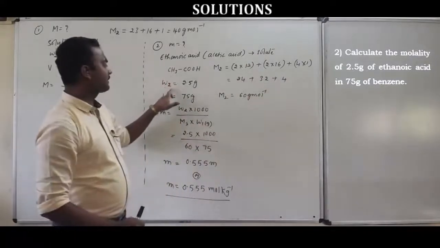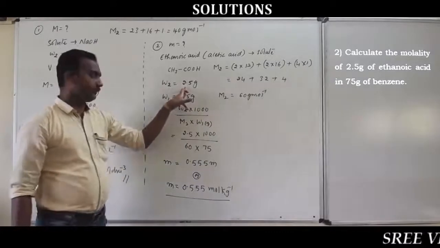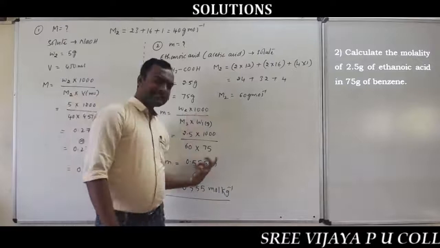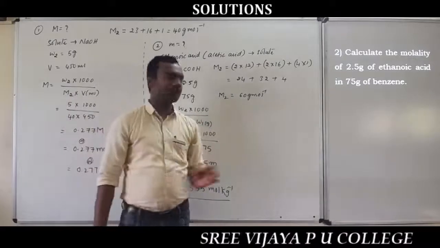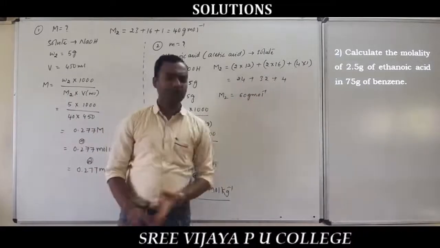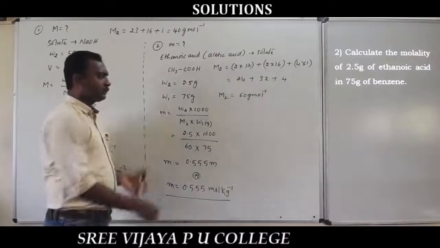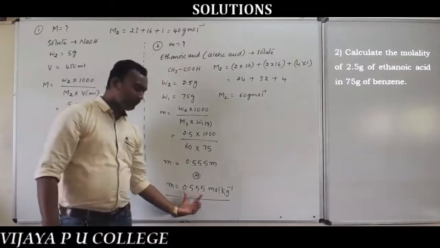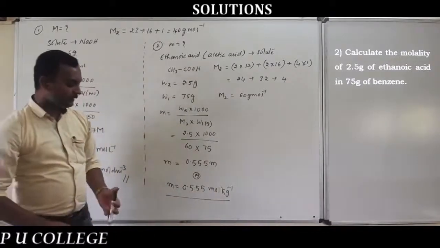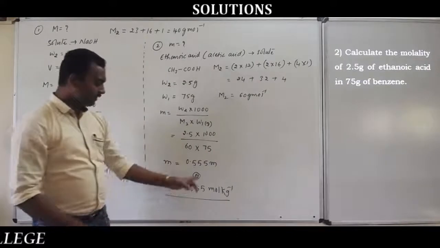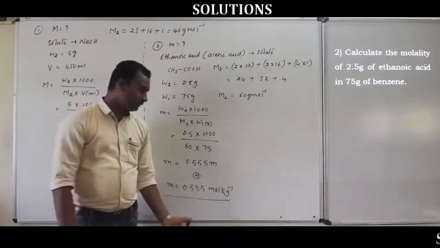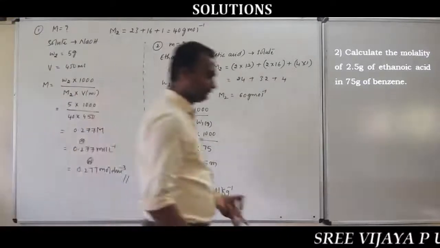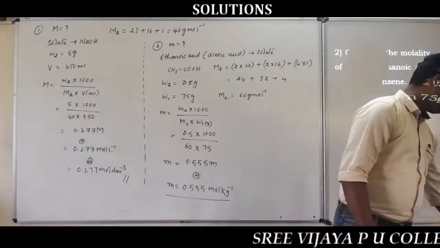So what is the mass of solute? That is W2, given as 2.5 gram. Mass of solvent is given, that is 75 gram. Now before calculating the molality, first we have to calculate the molar mass. Molar mass is the sum of the atomic masses of the different elements in the solute, that is 60 gram per mole. So after simplification, for the second problem, the answer is 0.555 mole per kg. If you round off, you can write 0.56 mole per kg. So that's about the third problem. Sorry, second problem. Let's come to the third problem.